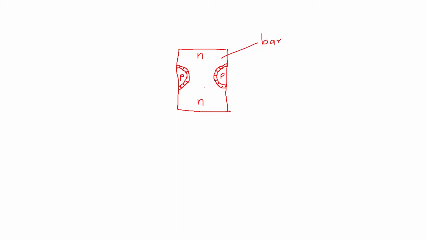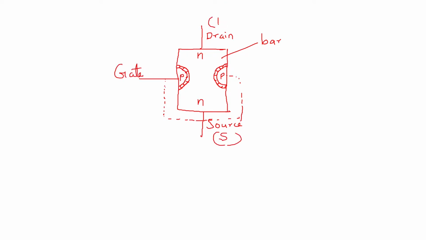Now with this structure, in this case we have considered an n-type semiconductor bar. So we will have one terminal here and one terminal here. Both these terminals can be interchangeable. We will take the bottom terminal as source and the top terminal as drain, and we will have one terminal connected to the p-type semiconductor, which is internally connected to the other p-type semiconductor also. This terminal will be called the gate. So we have source S, drain D and gate G. These are the three terminals of FET.